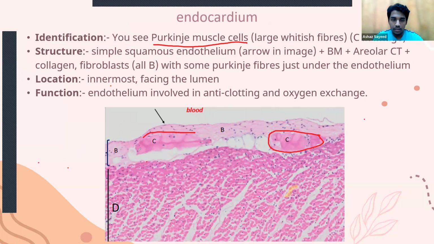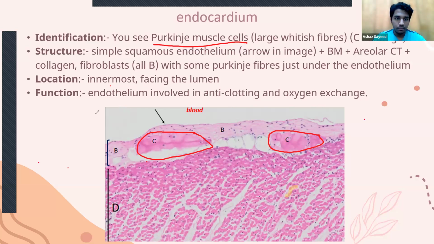And these things right here. These are your Purkinje fibers. These are like white or pink. It really depends. Here they're pink. In some places they're going to be a bit white. So to identify the endocardium, you search for the Purkinje fibers. To identify cardiac muscle cells, you search for the intercalated discs. To identify endocardium, you search for the Purkinje fibers.